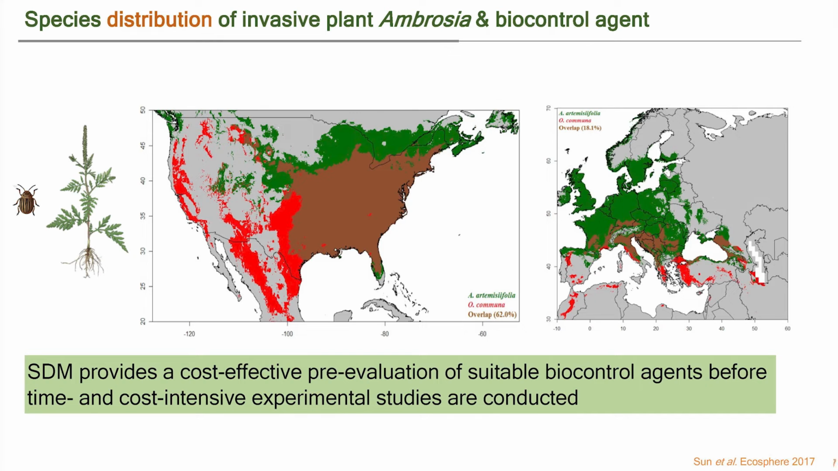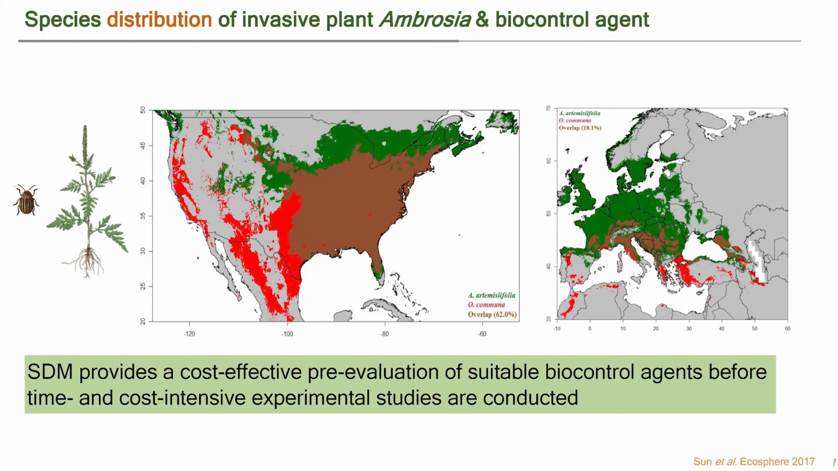Briefly, for the distribution, we could easily just overlay the distribution of the plant, which is indicated here by the green, and the distribution of the beetle, which is indicated by the red color. Then we know that it is the suitable area for both of these species. And that means this could be the potential biological control area.